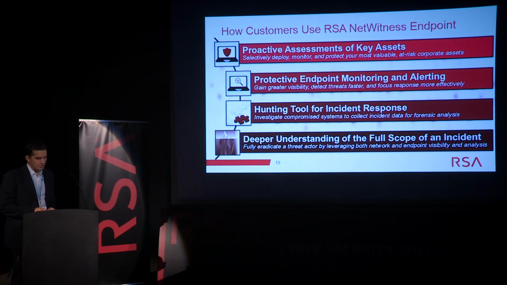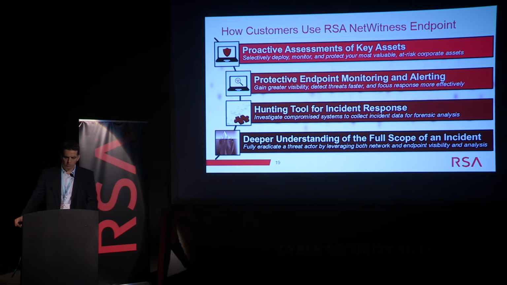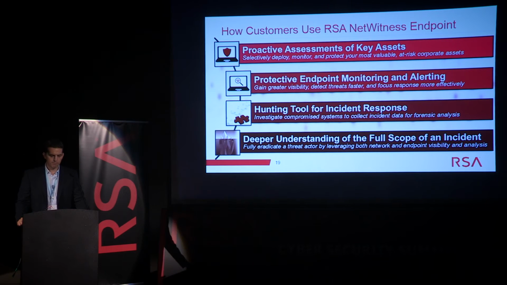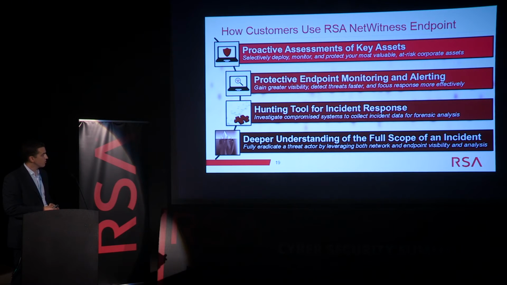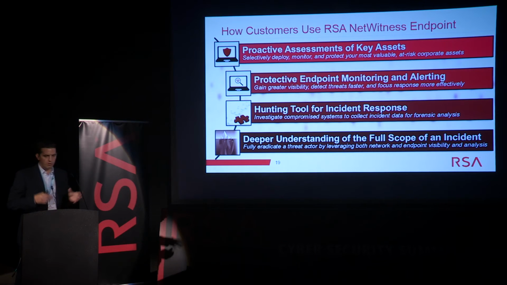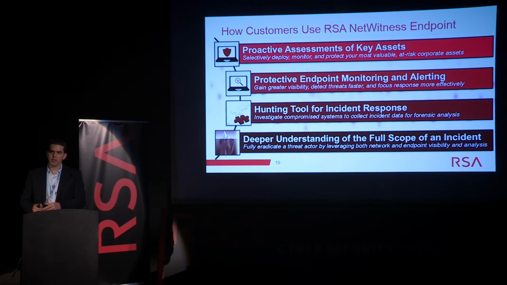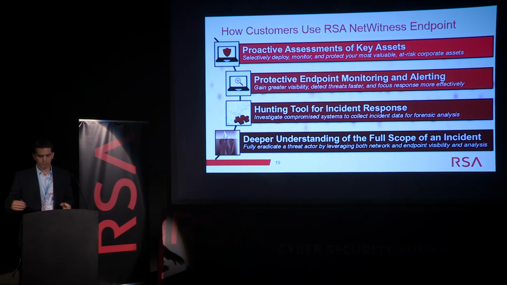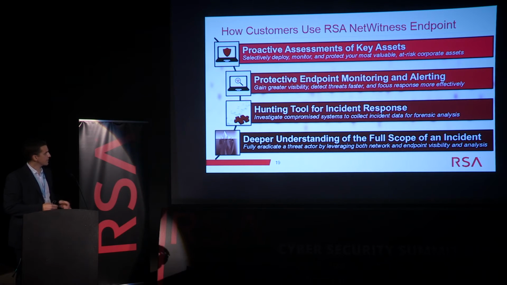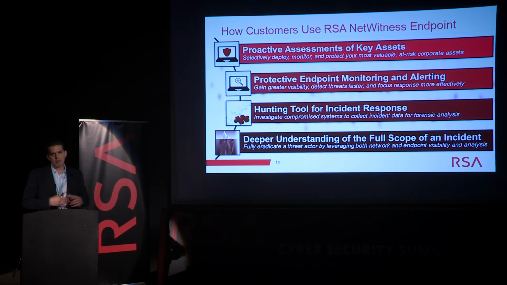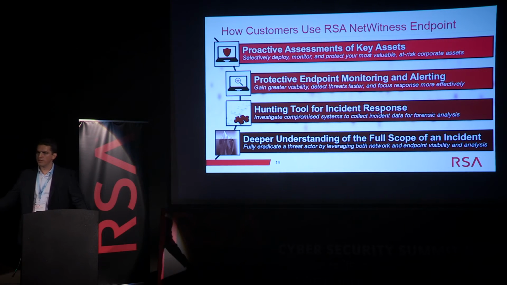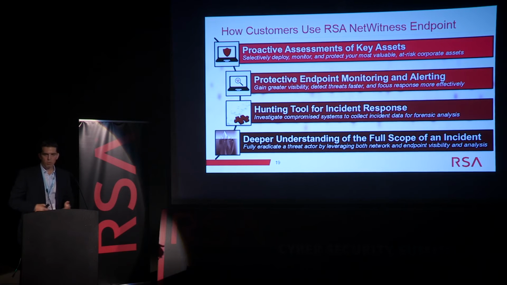So what kind of use cases do we have? We have four use cases that we can cover. The first of these is proactive assessment of key assets. We want to deploy ECAT only on important assets in your organization. You can start small and then grow. The second is endpoint monitoring and alerting, where you can protect everything, all the assets in your enterprise. That means endpoints, servers, desktops, whatever you want.